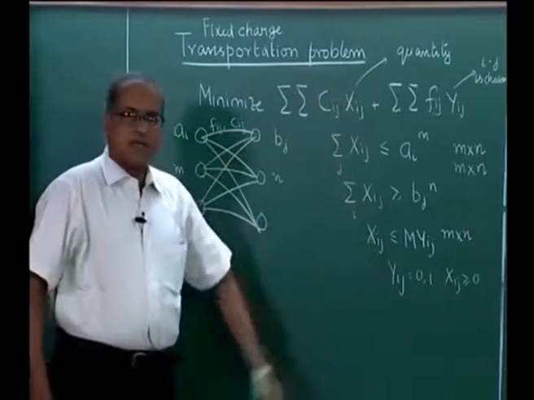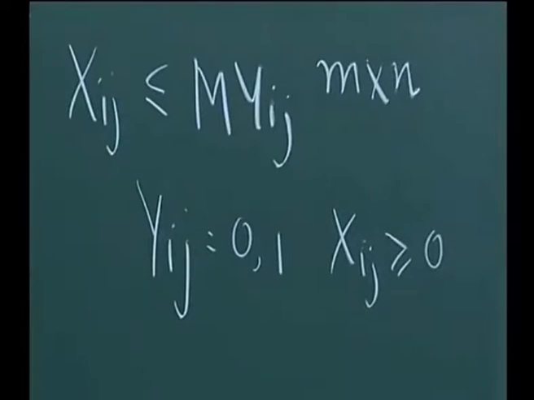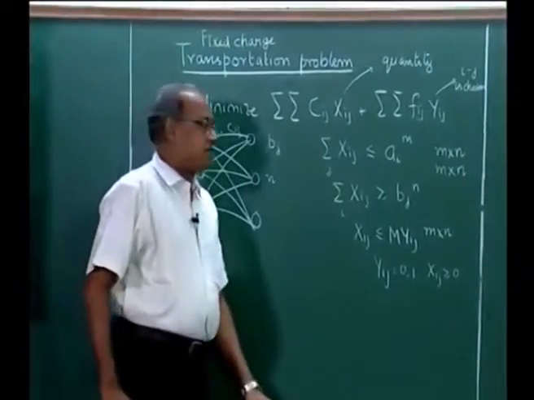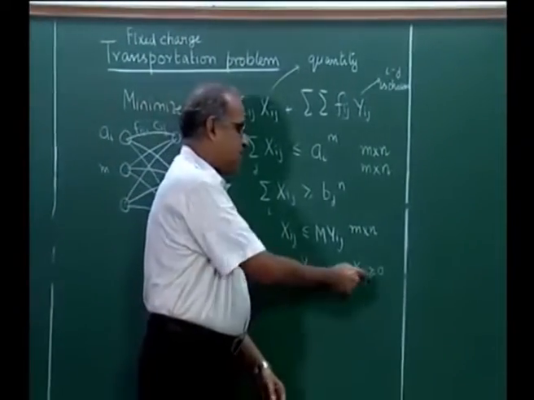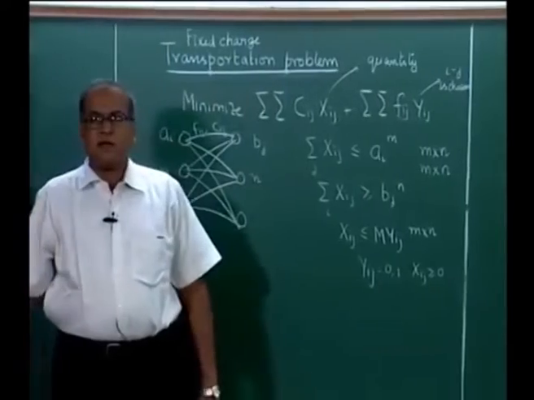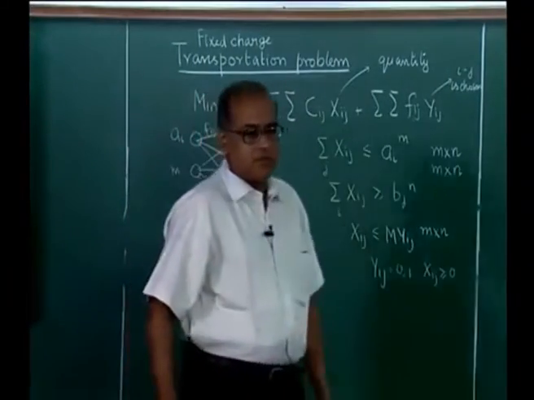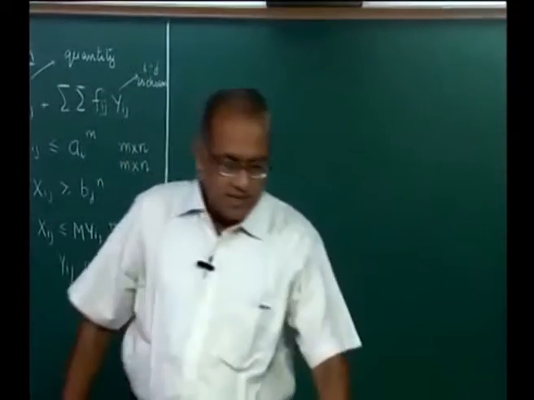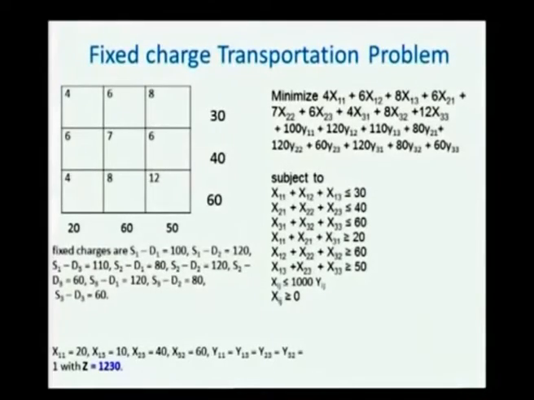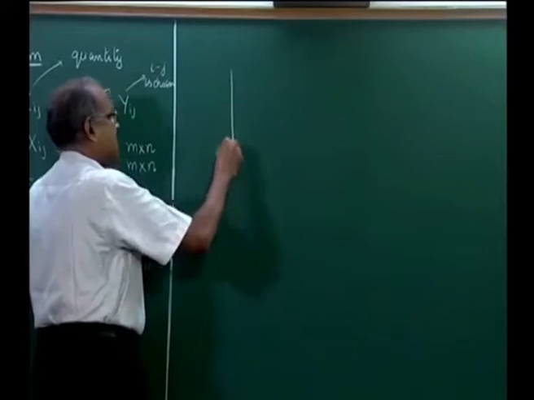Now we can solve this as an optimization problem, like a mixed integer linear programming problem, where some of these variables are binary variables and some are continuous variables. We can solve this to get the optimum solution to this problem. So let me look at a 3 by 3 problem that we have already seen and try to add a fixed charge to it.